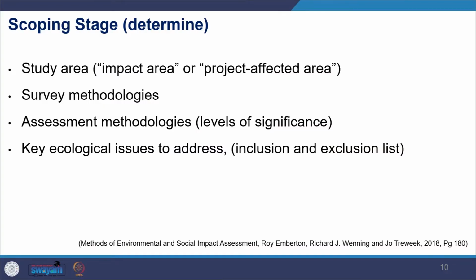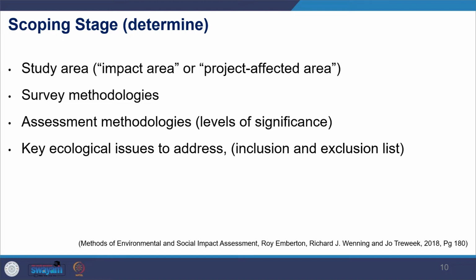So at the scoping stage, what do you really determine? What do you try to find out? At the scoping stage, you try to find out the study area. What will be the impact area? How much area do you have to study? You can call it the project affected area, or impact area. You need to identify and delineate that. You need to understand how much area needs to be studied, so that you come to an understanding with the agency on how much area you really need to cover in your baseline assessment.